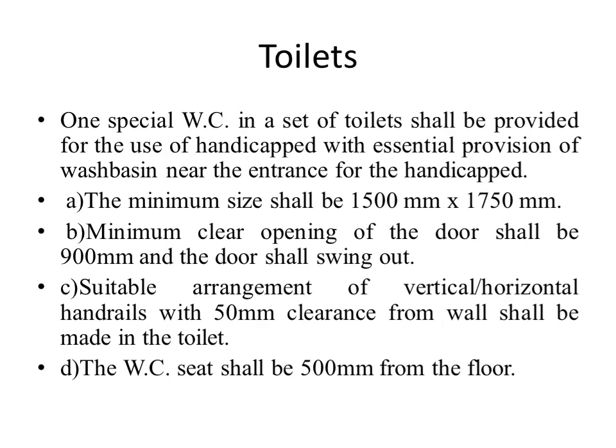Provision of toilets. One special water closet in a set of toilets shall be provided for the use of the handicapped, with essential provision of a wash basin near the entrance for the handicapped. The minimum size of the toilet shall be 1500 mm by 1750 mm. Minimum clear opening of the door shall be 900 mm and the door shall swing out. Suitable arrangement of vertical/horizontal handrails with 50 mm clearance from wall shall be made in the toilet. The water closet seat shall be 500 mm from the floor.